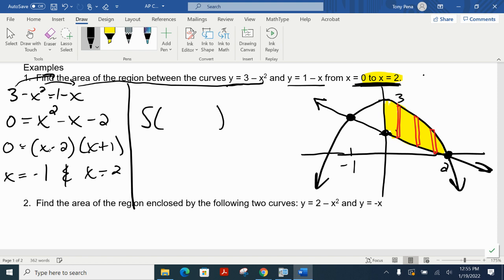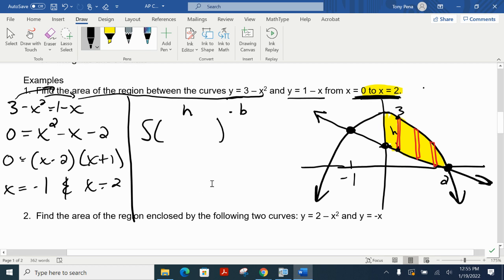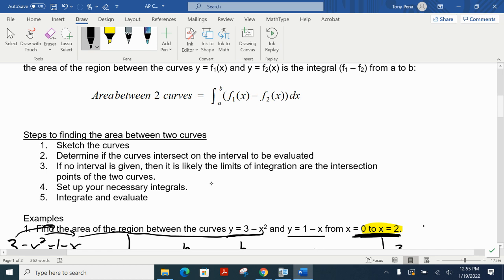If I now ask you to do your height times your base for these rectangles, wouldn't our height right here simply be the difference between the y value on the top of the rectangle and the y value on the bottom of the rectangle? So what we really want is to find the difference between the y value of the parabola and the y value of the line. What these always boil down to, and this is where the formula comes from, is whatever function is on top minus whatever function is on the bottom. That difference gives you the height of each rectangle.